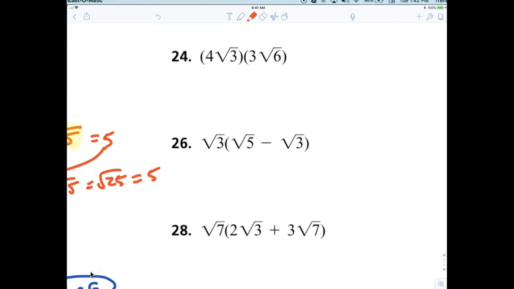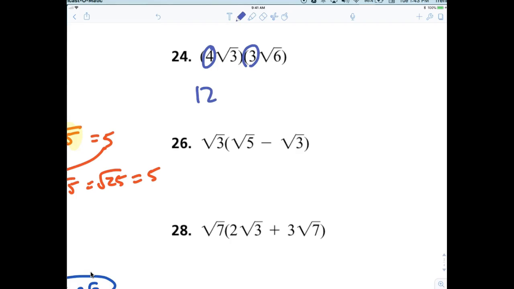Now, for those of you who've been paying attention, you should be able to quickly look at that and tell me that is 36 radical 2, without hesitating. All right, now I'm going to go slow for those of you who are like, wait a minute. First of all, what's 4 times 3? 12.